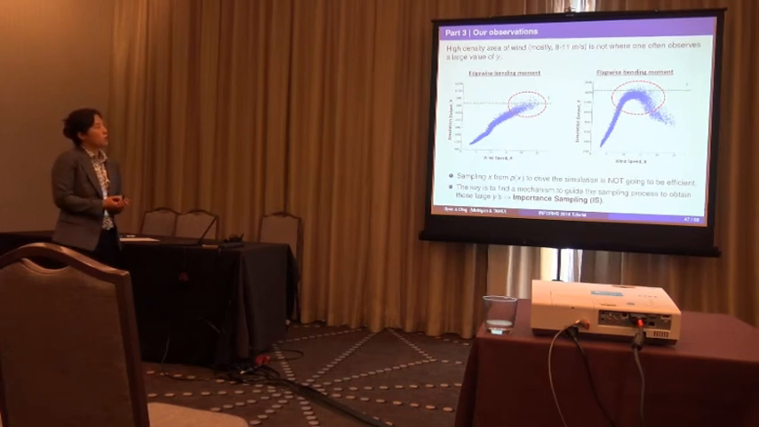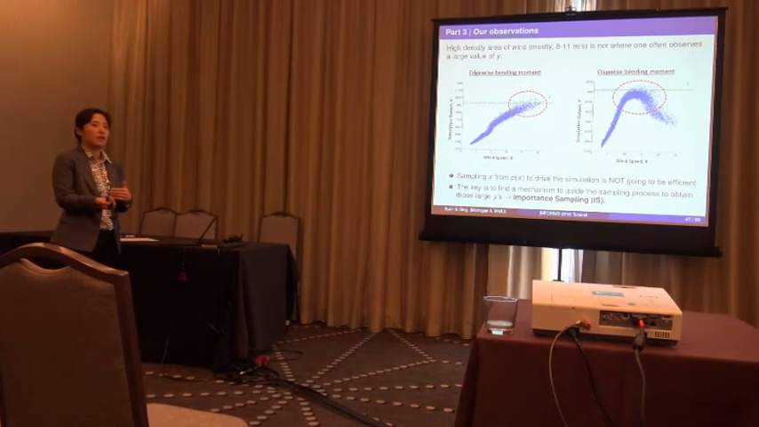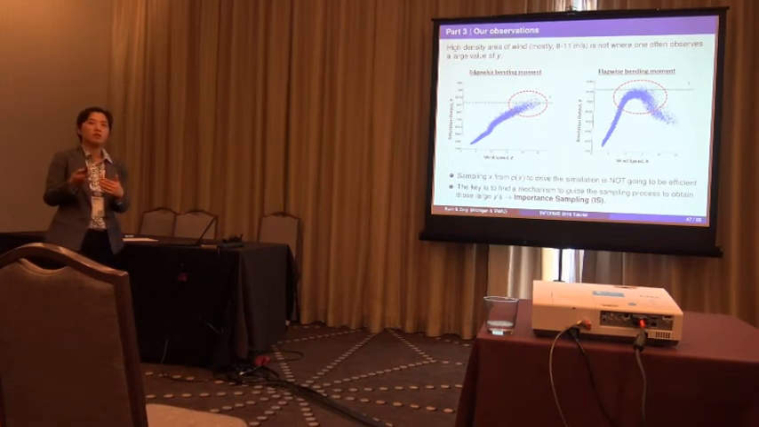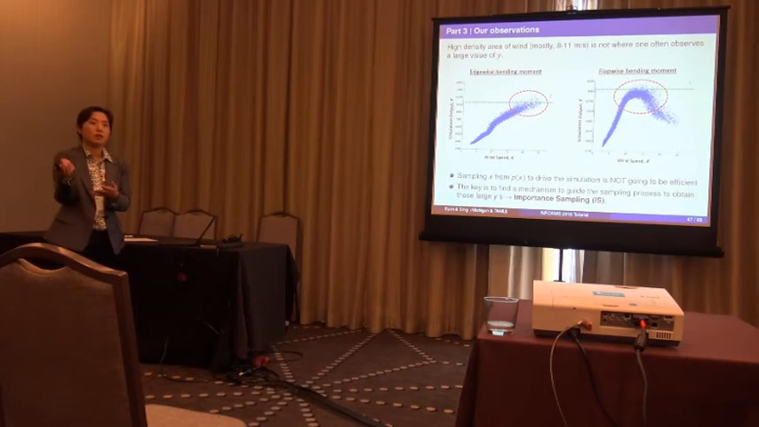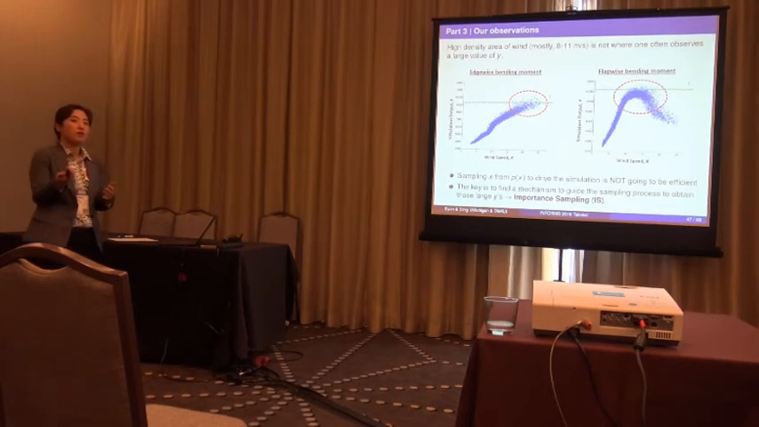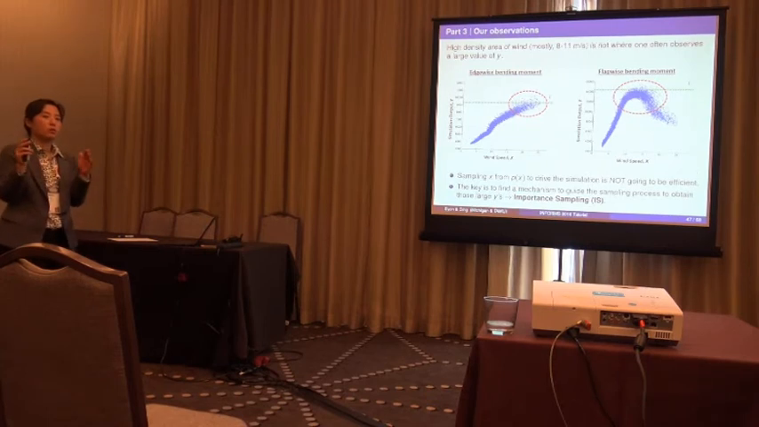And this is our observation. The high density area of wind is mostly between 8 and 11 meters per second. So if, as I said, we use the Monte Carlo simulation, then it will sample wind speeds from 8 to 11 meters per second. However, the large Y values are not observed in those areas.